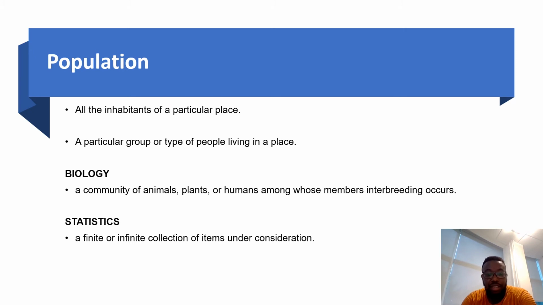Now, statistically, population can be finite or infinite. We're looking at a finite or infinite collection of items under consideration. In statistics, the item can be human beings, animals, or non-living things, and we're talking about a finite or infinite collection. So you're looking at the number of the things. Your population can be endless, or it can be limited, depending on how you define it in statistics.